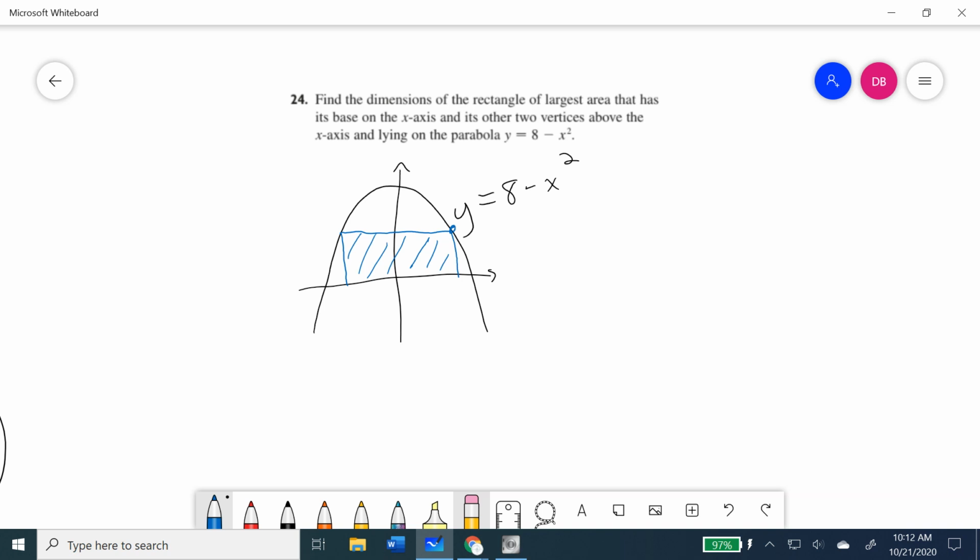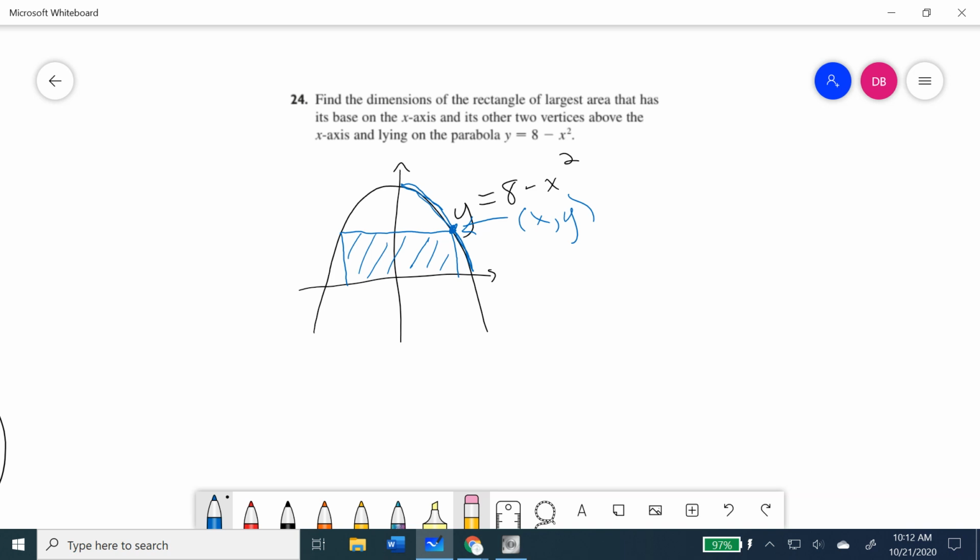Now, this point right here in quadrant 1 could be anywhere along this portion of the curve. And that particular point, you can put down just some general x, y ordered pair.